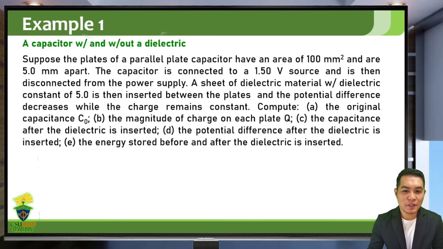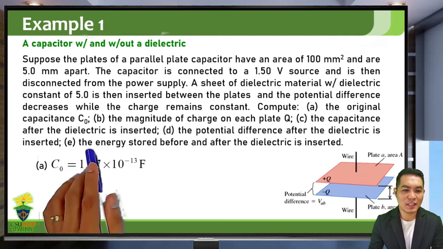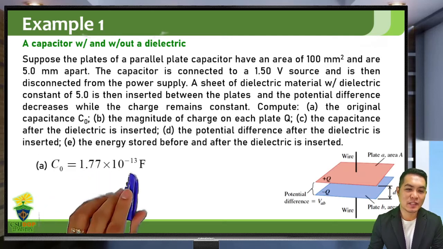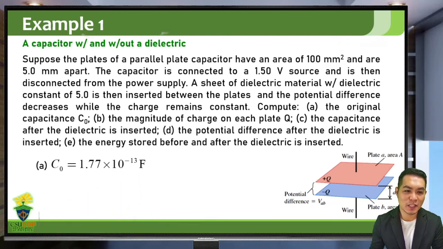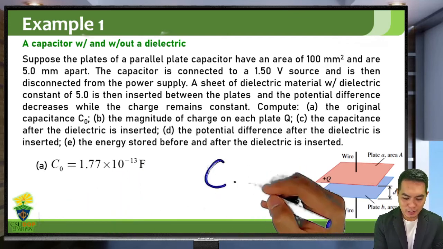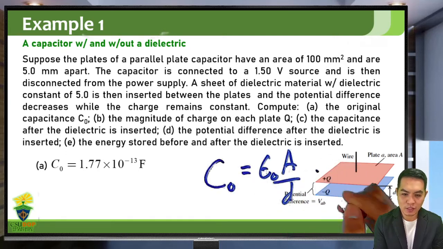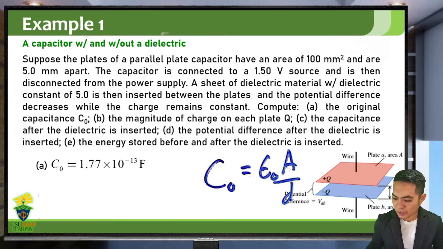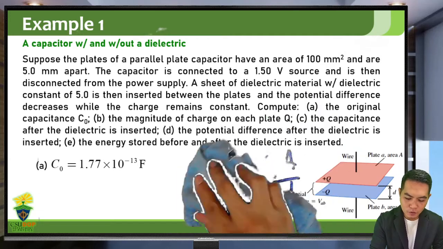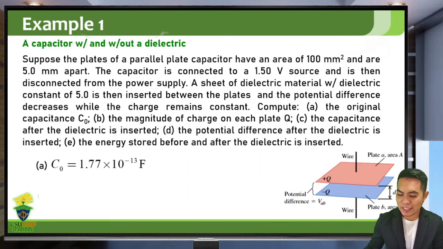Letter A, compute the original capacitance. We have already done this. Our result was 1.77 times 10 to the negative 13 farad. The formula that we used here is C naught equals epsilon naught A over D. So that's the answer for letter A, 1.77 times 10 to the negative 13 farad.